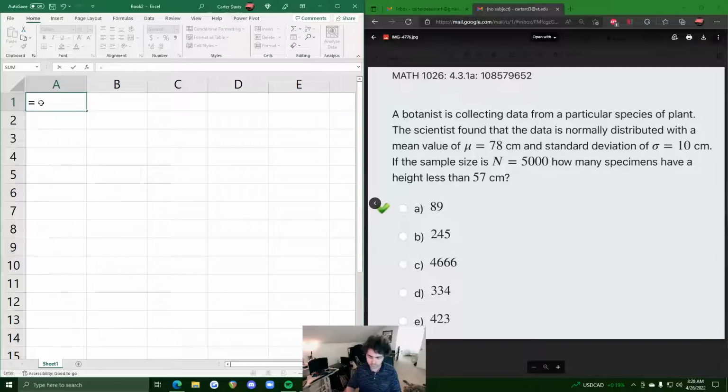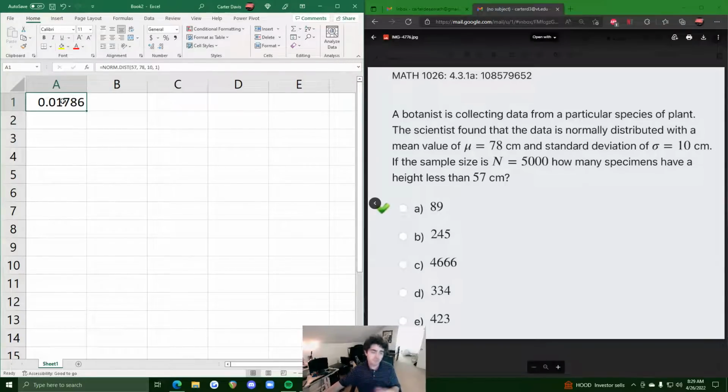So we'll do equals NORM.DIST, and in this function we want to input the x, the mean, standard deviation, then cumulative, for which we will type a 1. So the x value is our data point 57, the mean is the 78, the standard deviation is the 10, and then cumulative is 1. So we'll close that off.